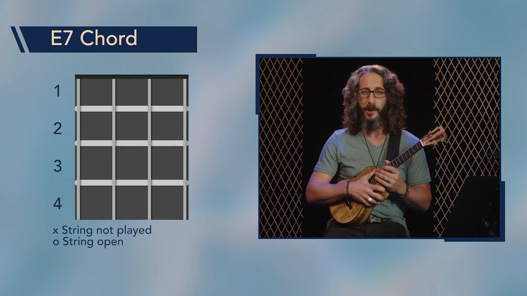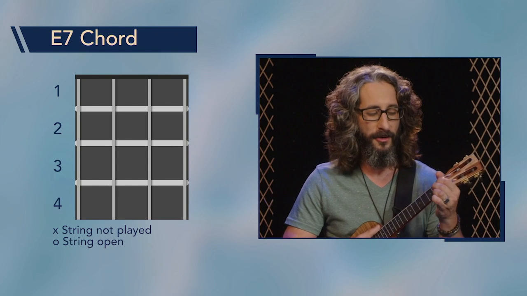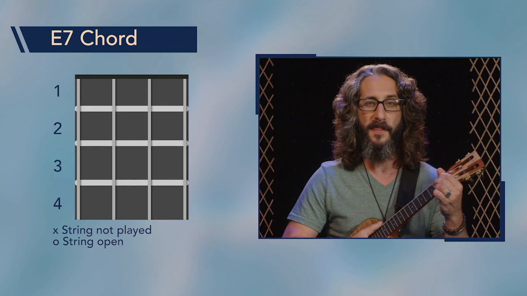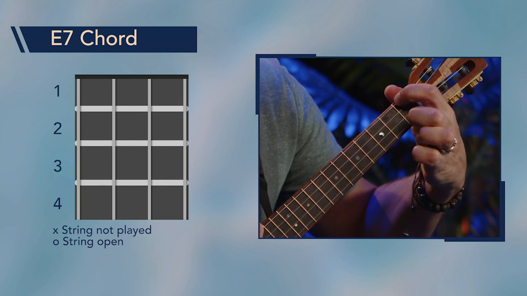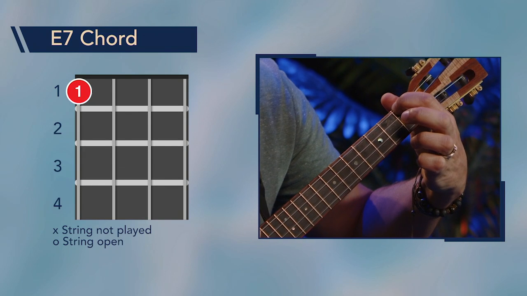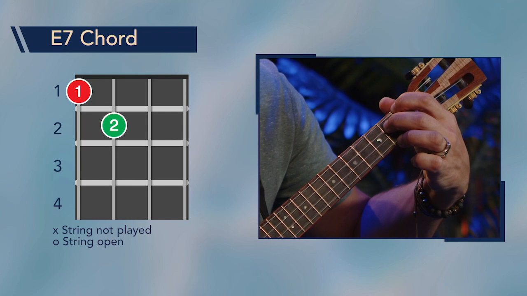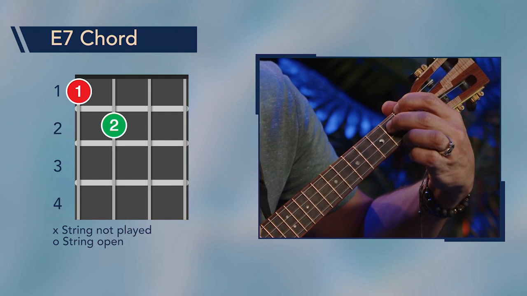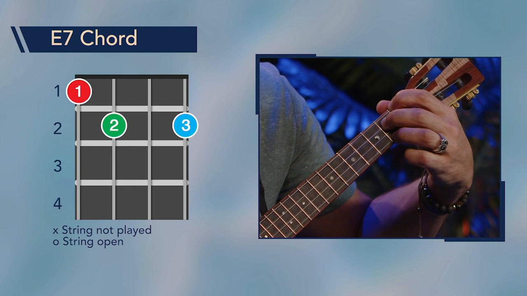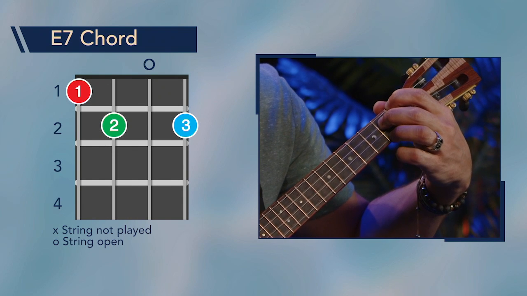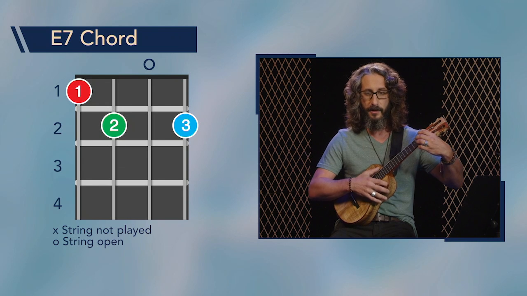Let's take a moment to learn the E7 chord. The E7 chord we'll use 3 fingers on 3 different strings. Start by putting your index finger on the 1st fret of the 4th string, add your middle finger to the 2nd fret of the 3rd string, and add your 3rd finger to the 2nd fret of the 1st string. The 2nd string is open. We will strum all 4 strings for an E7 chord.